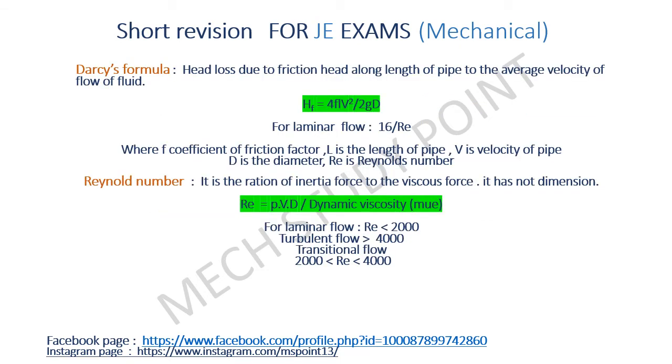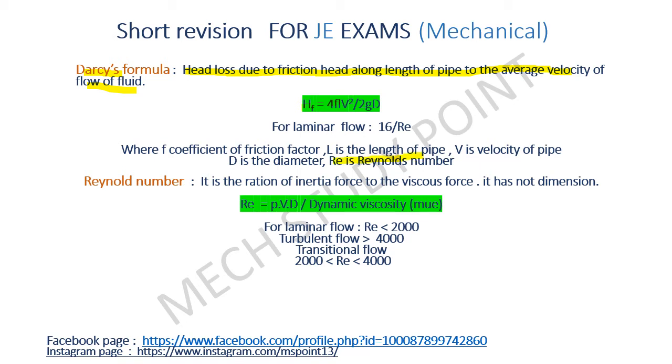Darcy's formula: it is the head loss due to the friction head along the length of a pipe, related to the average velocity of flow of a fluid. So HF, the head loss due to friction, is equal to 4FLV square upon 2GD. D is the diameter of the pipe, G is the gravitational acceleration, F is the friction factor, the coefficient of friction, L is the length of the pipe, V is the velocity, and Re is the Reynolds number.